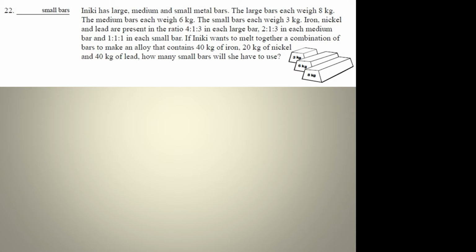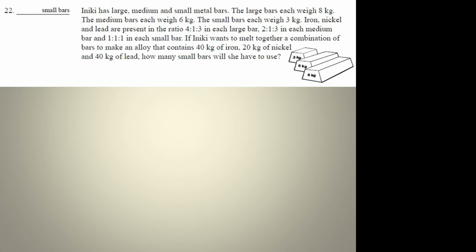Number 22. Uniki has large, medium, and small metal bars. The large bars each weigh 8 kilograms. The medium bars each weigh 6 kilograms. The small bars each weigh 3 kilograms.